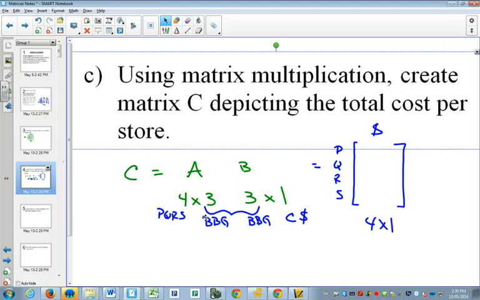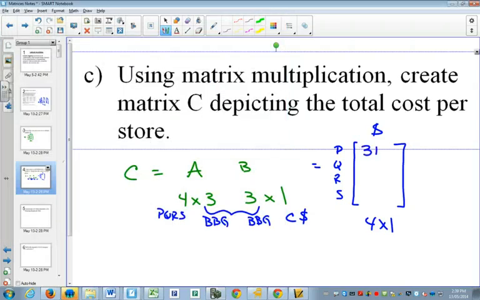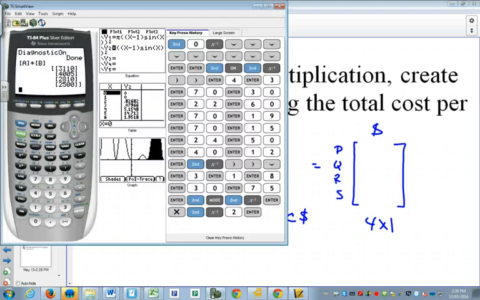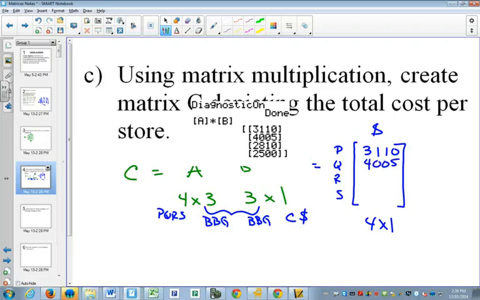Now, using the calculator, if we get out of here, I'm going to do matrix A times matrix B. Boom, there's an answer. $3,110, $4,005, $2,810, and $2,500.